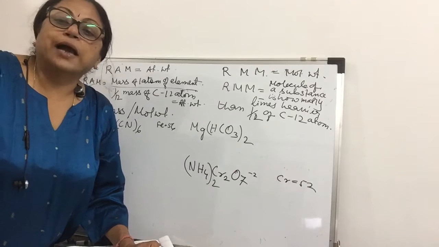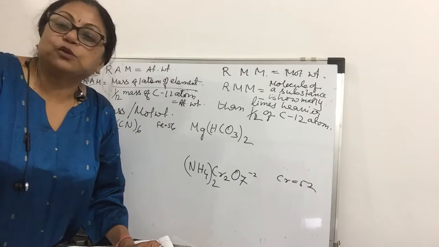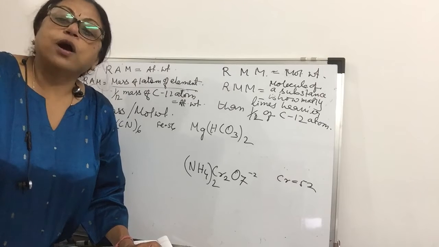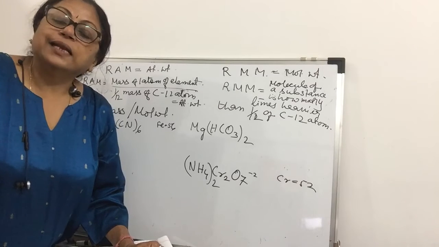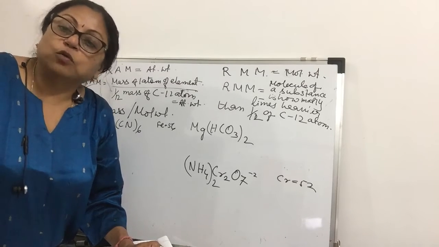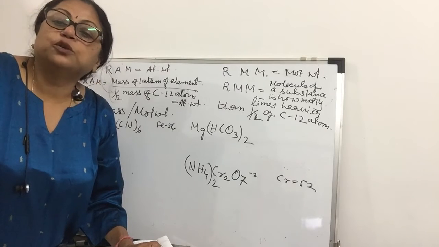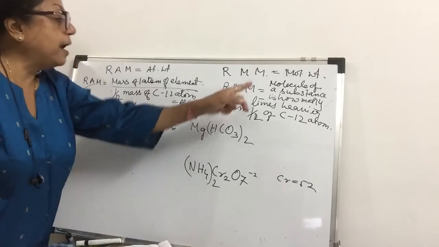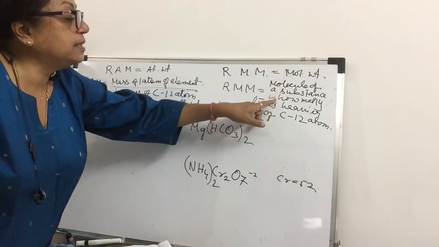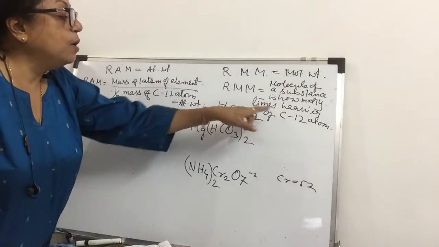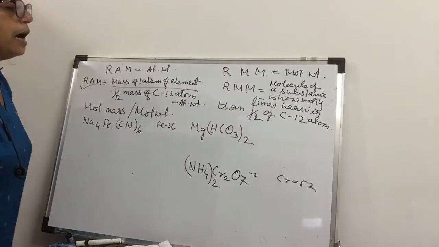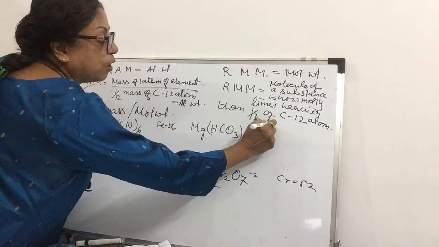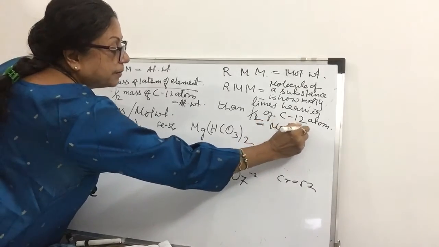Like suppose hydrogen, H and H, then it is H2, it becomes a molecule. O and O becomes an O2 molecule, or if I take CO2, then that is also a molecule, one molecule of carbon dioxide, or H2O, one molecule of water. Correct? So this is how the molecule of a substance is how many times heavier than 1 by 12 of carbon 12. So this is also said to be molecular weight.